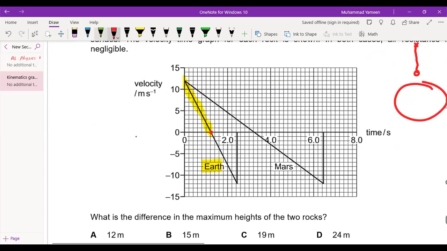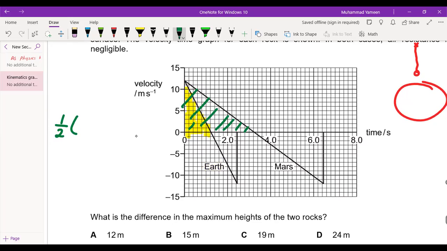So height is calculated, displacement is calculated from velocity time graph by area. So the height that the ball reaches on Earth to its maximum height is calculated by this area, and the height on the Mars is calculated by this area. So they are simple two right angle triangles. So you should find the area of these right angle triangles, 1 by 2. Let me calculate the height on the Mars.